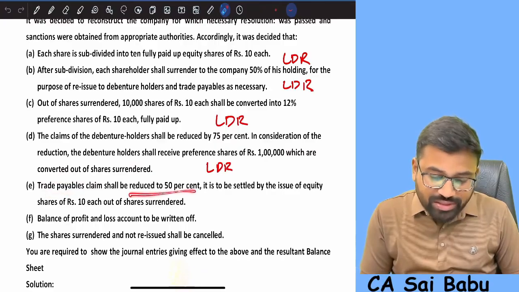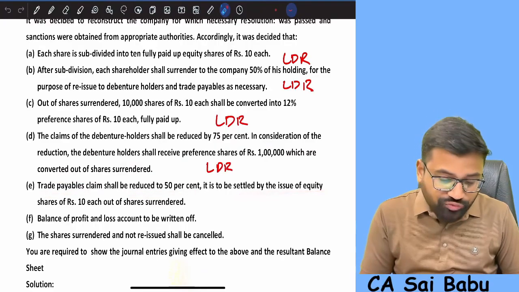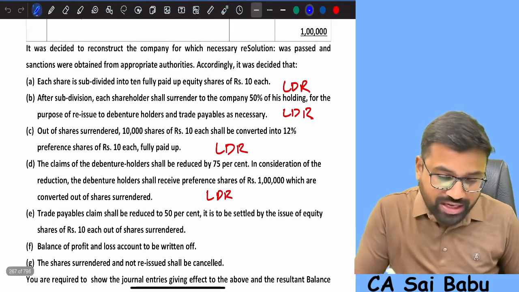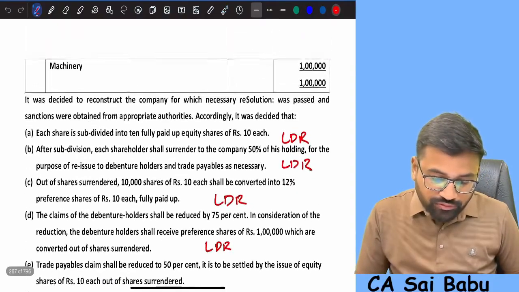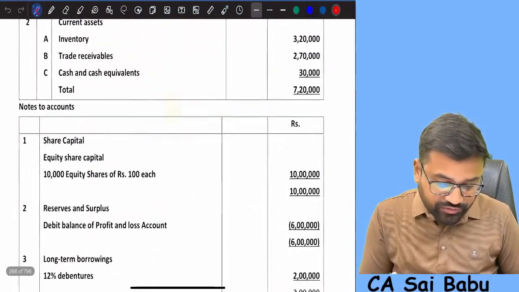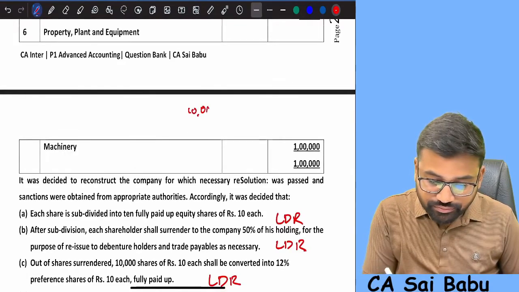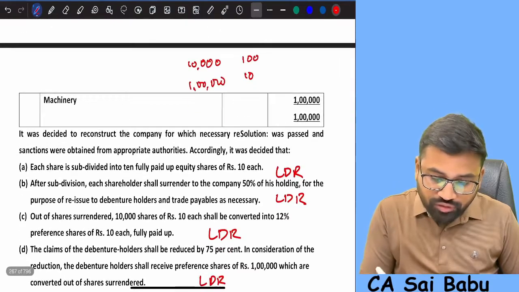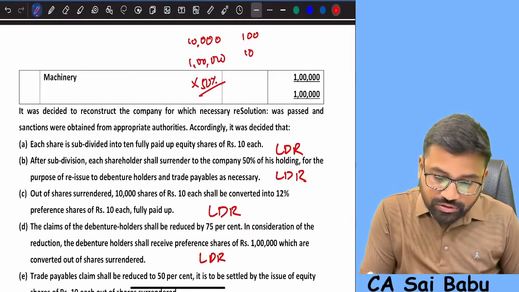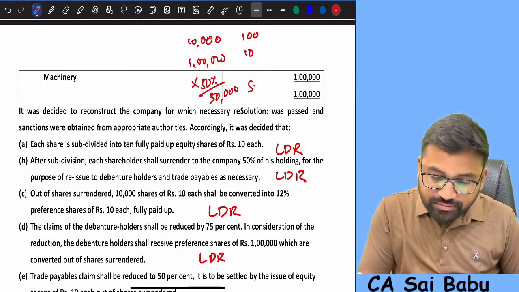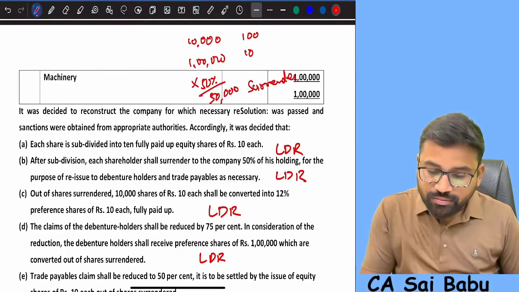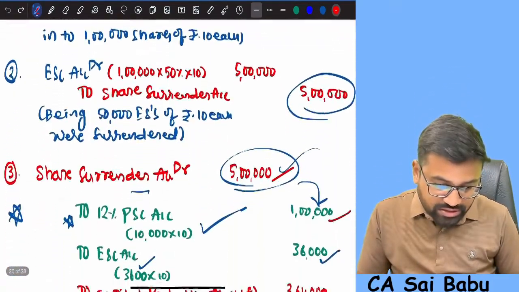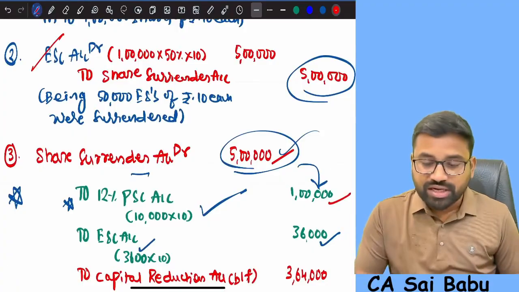Trade payables' claim is reduced to 50% and it is settled by issue of equity shares of 10 out of the shares surrendered. So if you observe carefully, sir, in this question what is happening? First, originally 10,000 shares of 100 each, sir. Now they make it 1 lakh shares. Out of 1 lakh shares, 50%, that means 50,000 shares surrendered. 50,000 into 10, that means 5 lakh rupees. So if you see the entries, equity share capital to share surrender, 5 lakhs, 5 lakhs.